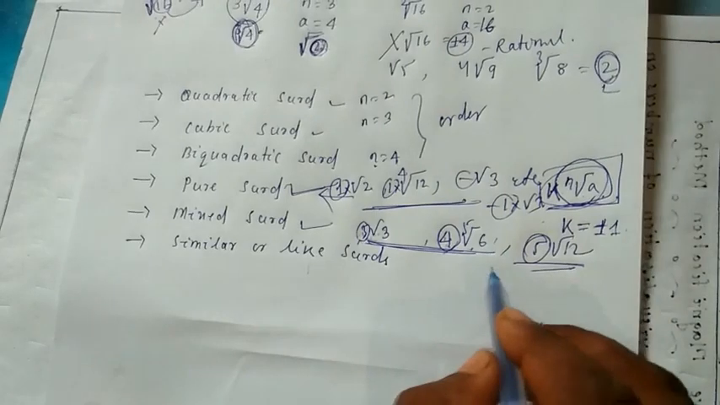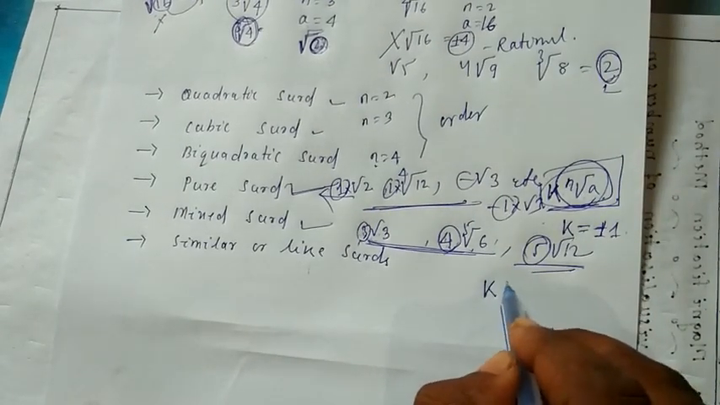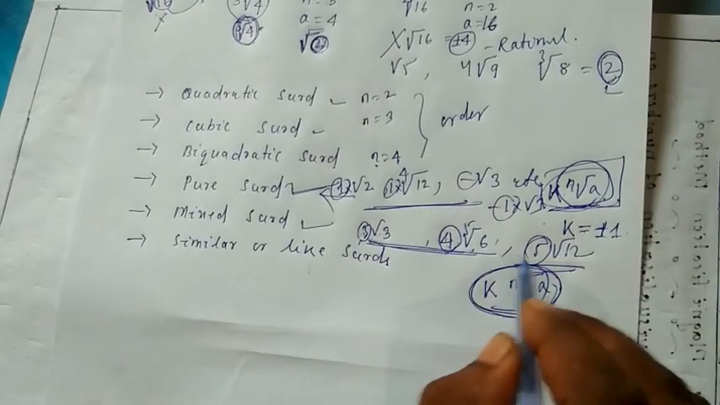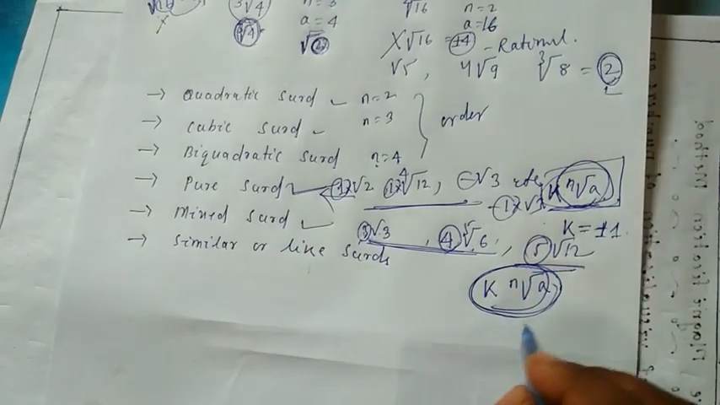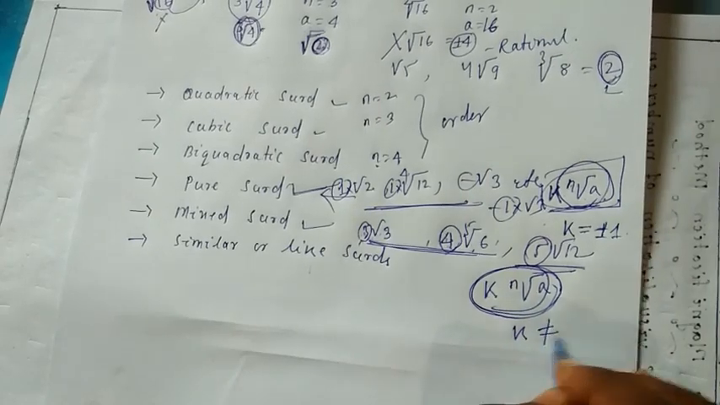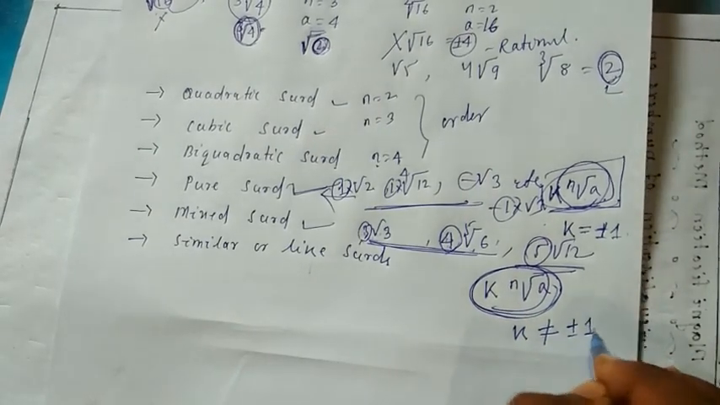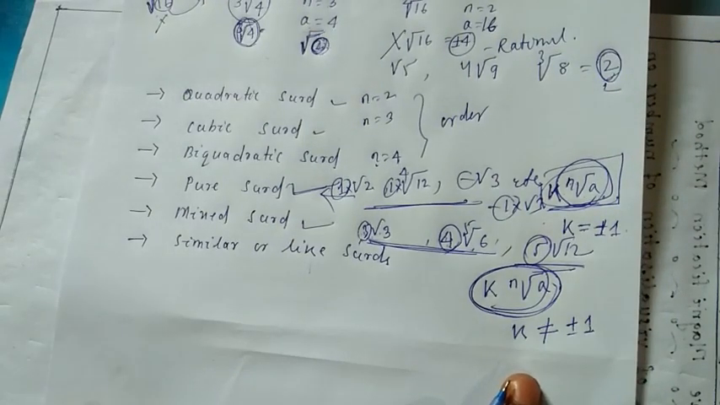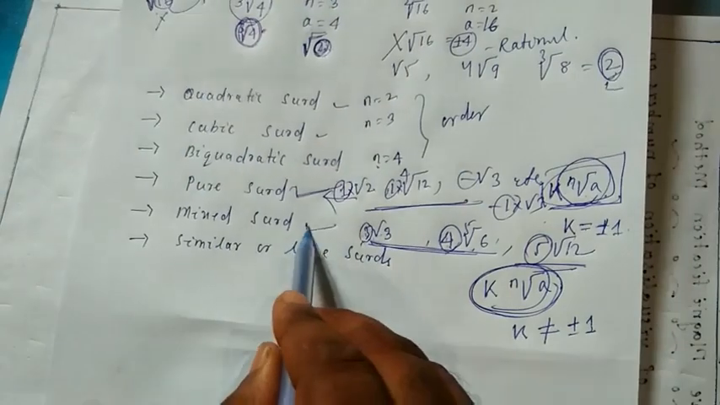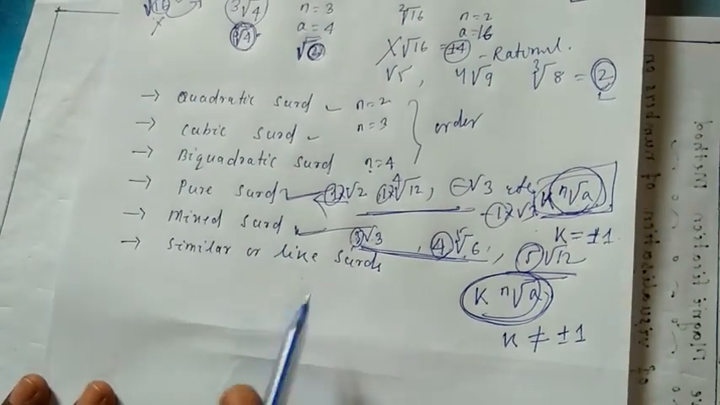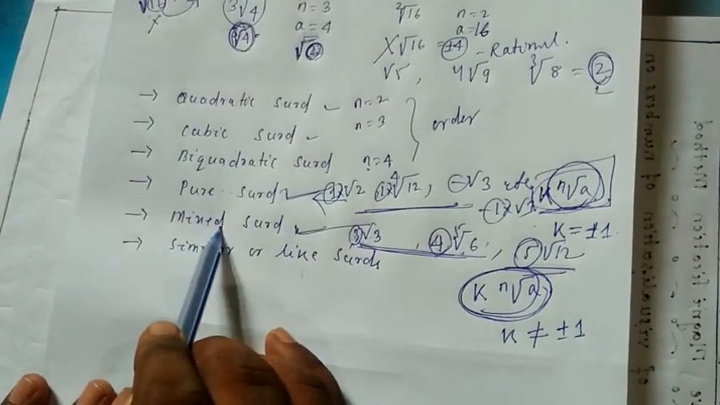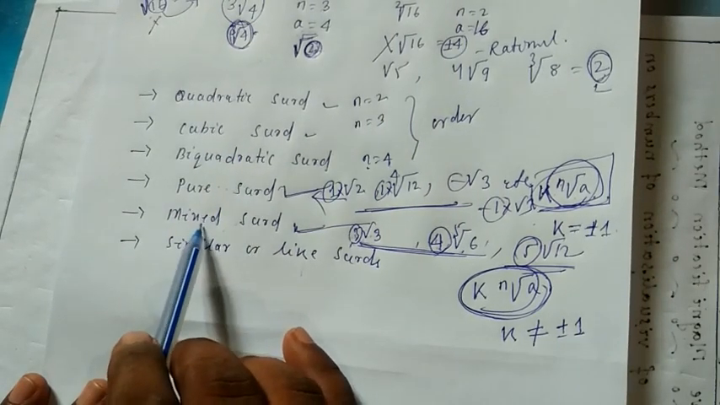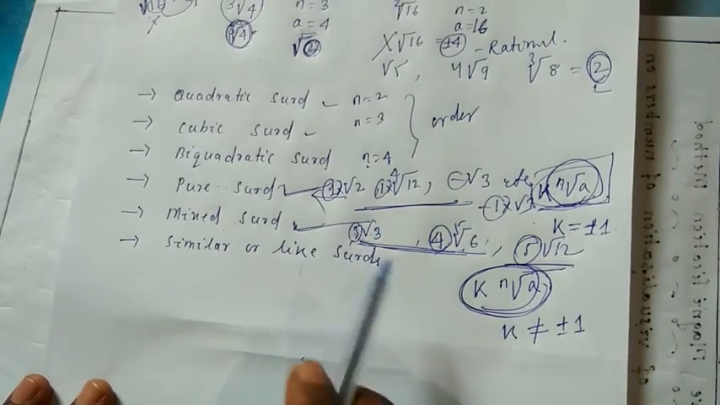Or you can represent k into nth root of a as a mixed surd where k is not equal to plus minus 1. K can be any other number, but k is not equal to plus minus 1. Understood about mixed? Remember, a pure surd you can convert into mixed. Even mixed you can convert into pure surds. I'll explain that also.